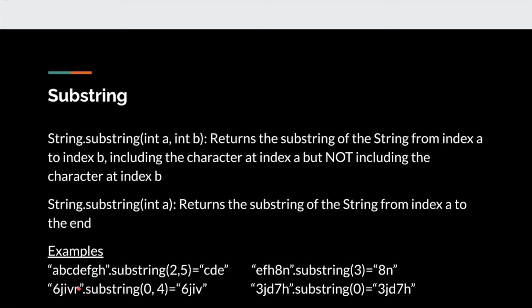6jivr.substring(0, 4), 0 is this 6 right over here, and 4 is this R right over here. That will return 6jiv because you're including the 6 and you're excluding this R. efhan.substring(3), which is this 8 right over here, would return 8n because you want to go from this 8 to the end. And then 3jd7h.substring(0), 0 is this 3 right over here, would return 3jd7h because you're starting from this 3 and you're going all the way to the end.